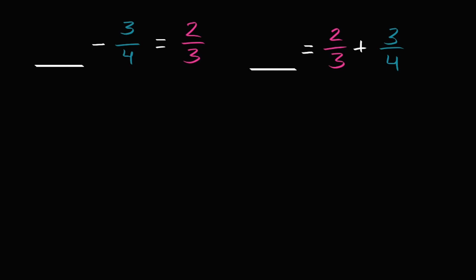Well, we could look at the multiples of 4 and keep increasing them until we find one that's perfectly divisible by 3. 4 isn't divisible by 3. 8 isn't divisible by 3. 12 is divisible by 3. In fact, 3 times 4 is 12. So we can rewrite both of these as something over 12.